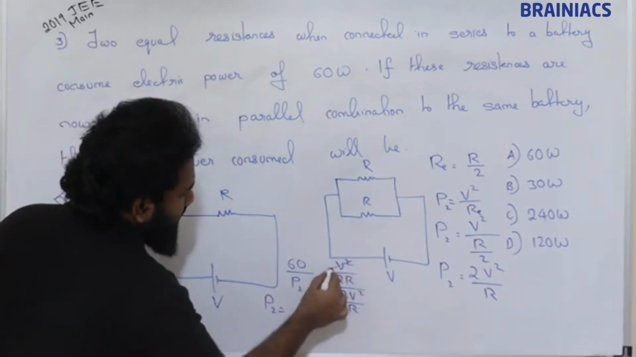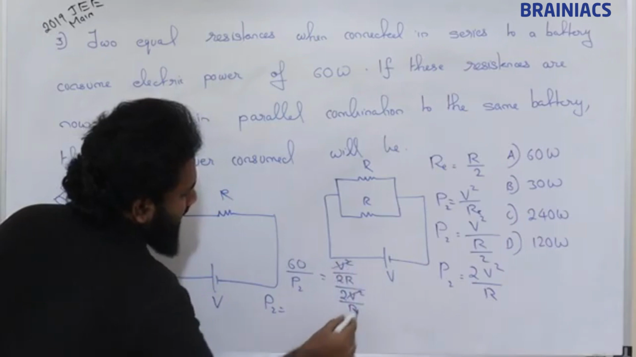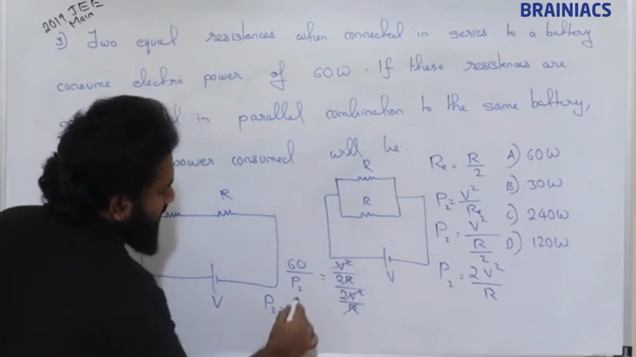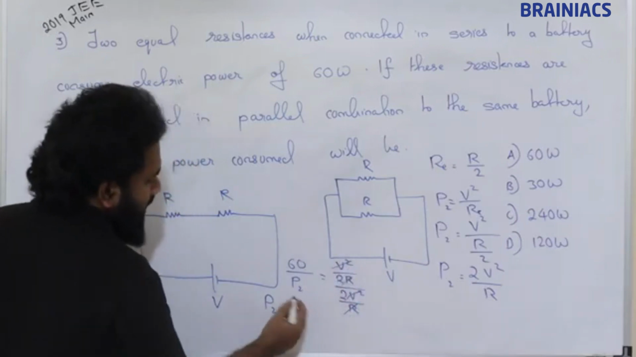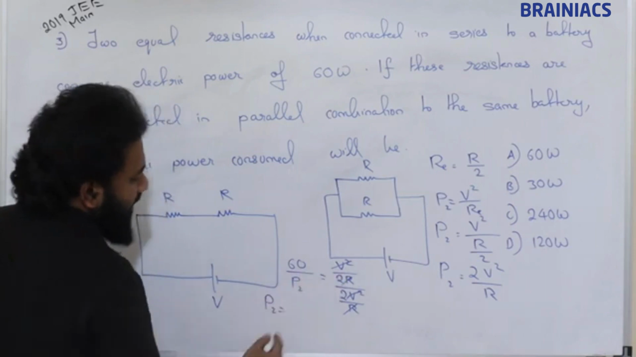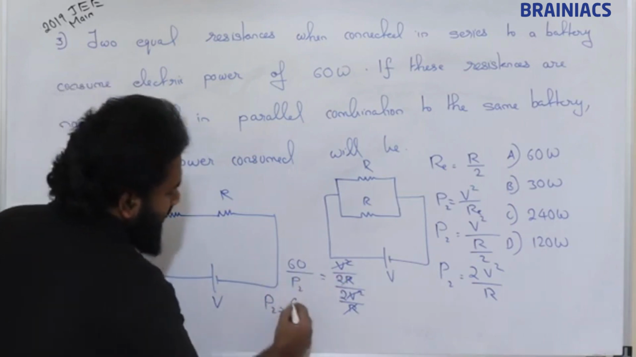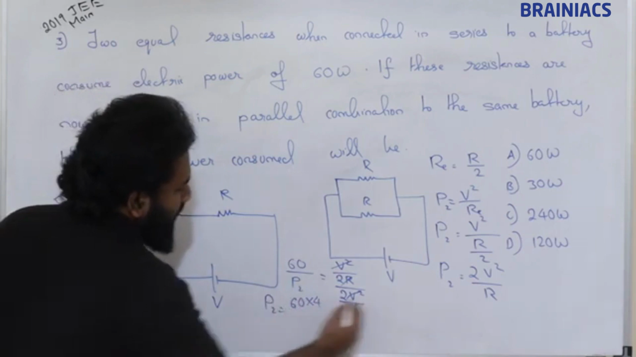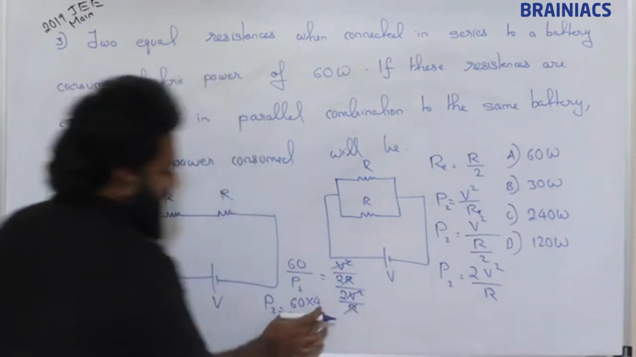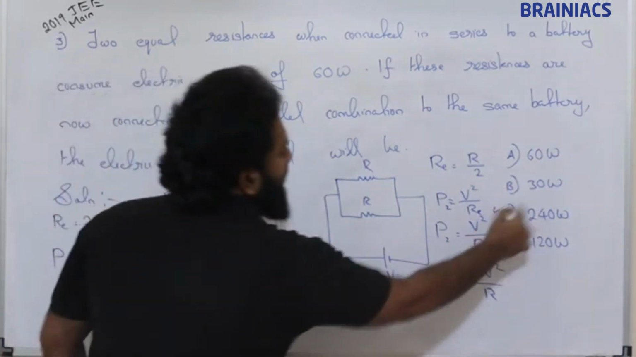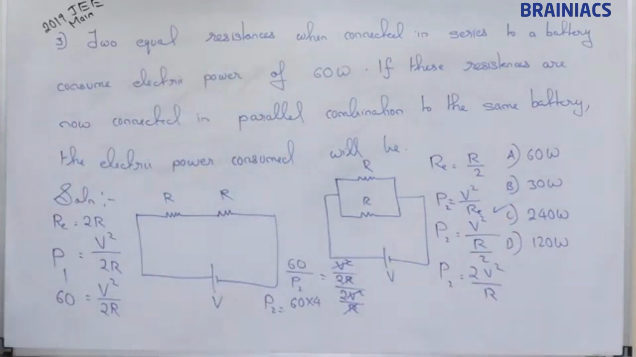Here this V square will be cancelled, this R will be cancelled off. We will be getting 60 by P2 is equal to 1 by 4. So P2 is nothing but 60 into 4, 240. So C, 240 watt is the answer.